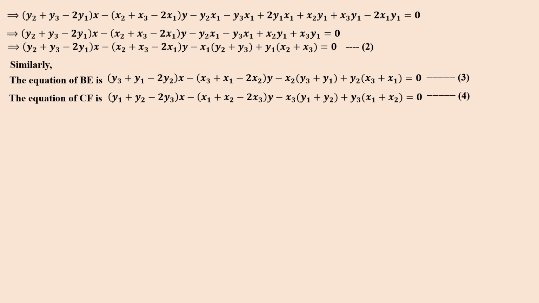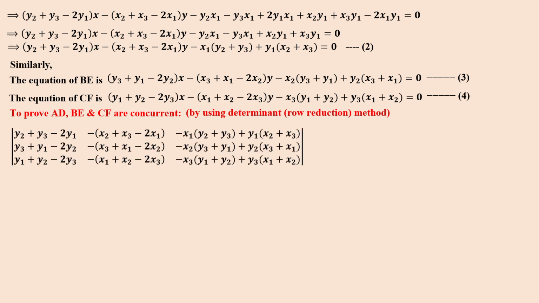Now we are going to prove these three lines are concurrent. We are going to use the determinant idea, the row reduction method. Write the determinant with the coefficient of x, the coefficient of y, then the constant, for equations 2, 3 and 4. The first row is the second equation's coefficients: the x coefficient is y2 + y3 − 2y1, the y coefficient is −(x2 + x3 − 2x1), then the constant term is −x1(y2 + y3) + y1(x2 + x3). Similarly, write the third and fourth equations, and you get the 3 by 3 determinant.